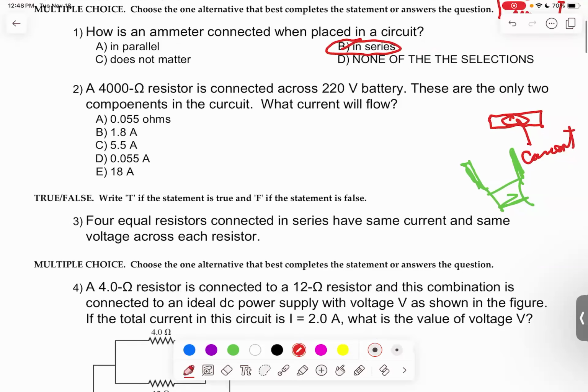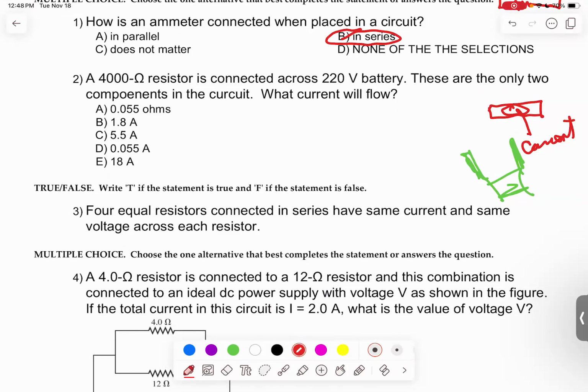All right, number two, it says that we have a 4,000 ohm resistor and it's connected across a 220 volt battery. These are the only 2 components, it's a misprint, in the circuit. What current will flow? So you should know the schematics of a resistor. You have a battery. Those are the only 2 components. The resistor is of 4,000 ohms. The battery is 220 volts. We want to know the current.